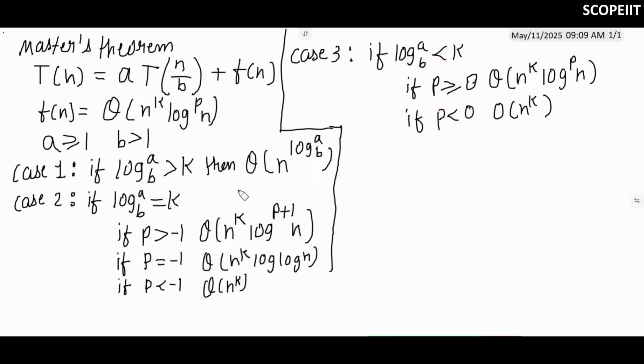We'll start with Master's theorem. Actually, if you solve this question with normal recurrence, it will take lots of time. So there are some tricks, like some questions we can solve with Master's theorem. For example, you can see T(n) = aT(n/b) + f(n). And one more thing, Master's theorem will not work with all recurrence relations.